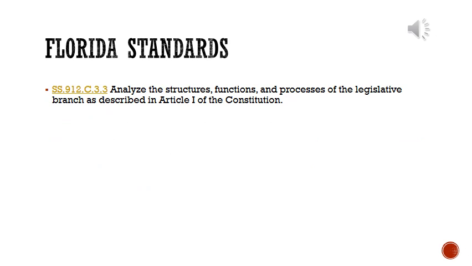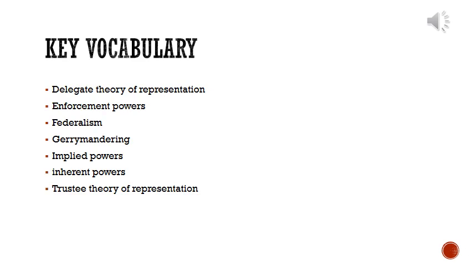Here's our Florida standards. We're going to analyze the structures, functions, and processes of the legislative branch as described in Article 1 of the Constitution. Here's our key vocabulary: delegate theory of representation, enforcement powers, federalism, gerrymandering, implied powers, inherent powers, trustee theory of representation.